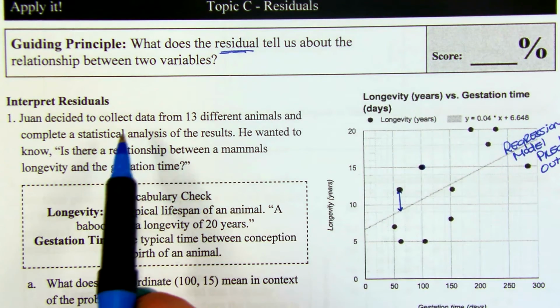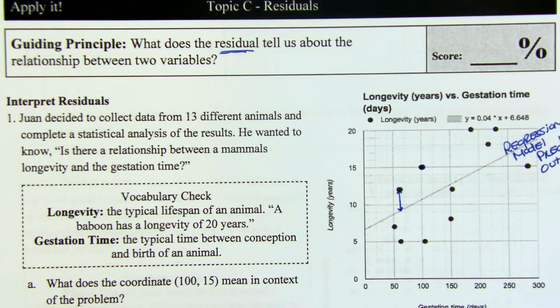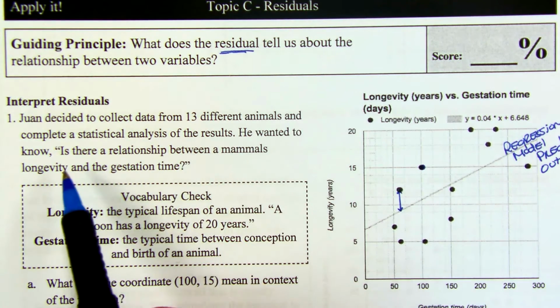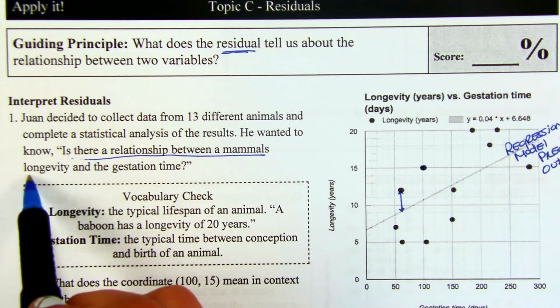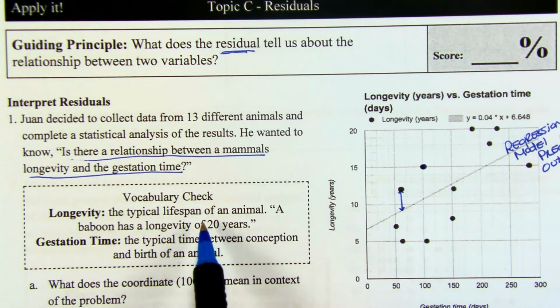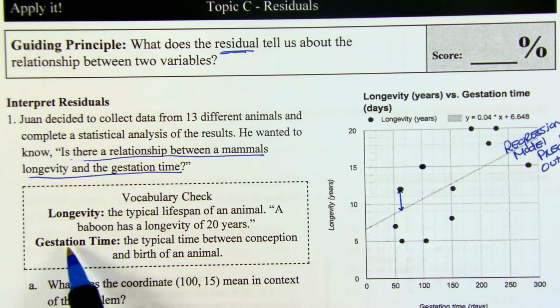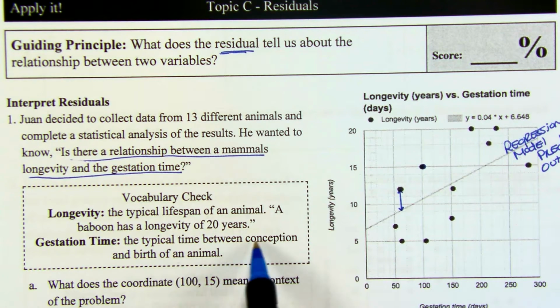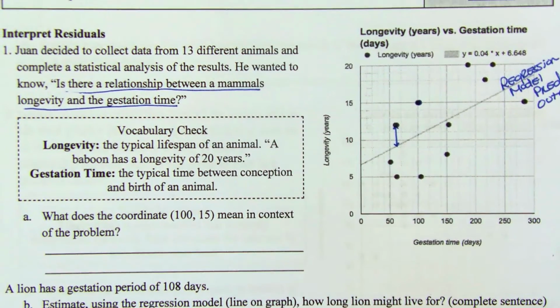So let's read through the problem. Juan decided to collect data from 13 different animals and complete a statistical analysis of the results. He wanted to know, is there a relationship between a mammal's longevity and gestation time? So quick vocab check. Longevity means the typical lifespan of an animal, so how long an animal lives. Gestation time is the typical time between conception and birth, so how long an animal is pregnant. All right, so let's go ahead and get started.